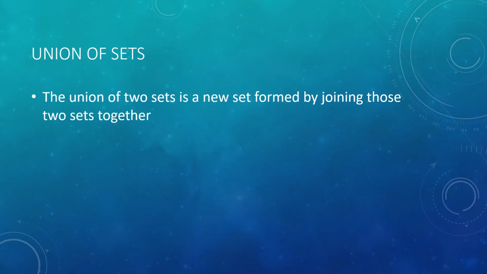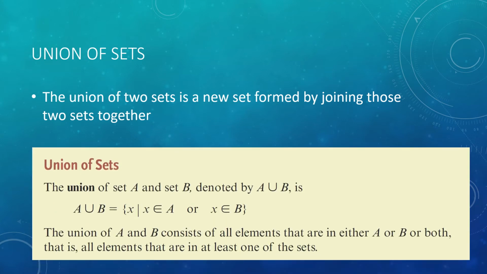The last thing we have to learn, and then we'll be done, I think, is the union of sets. The union of two sets is a new set formed by joining those two sets together. So really, the union is easy to find. All you're going to do is take everything from both sets and put them into one gigantic set. The only thing you'll have to remember is not to repeat any elements. So for example, if 2 is in both sets, you only have to write 2 one time.